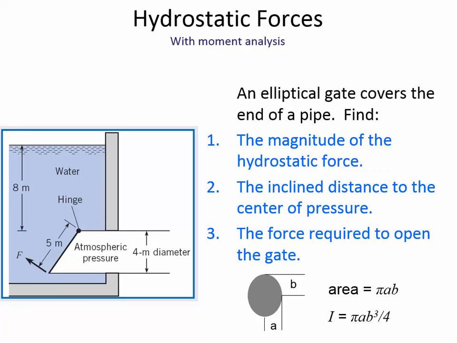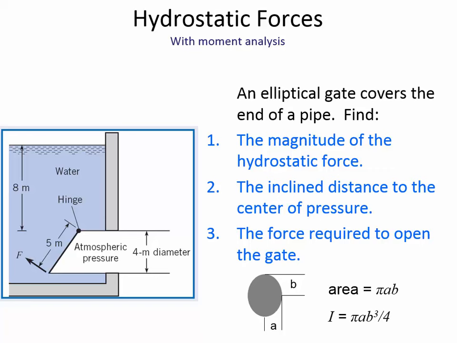That's going to be useful when you go through the procedure of, first of all, finding the magnitude of the hydrostatic force. Now remember, we do that by finding the delta H, then P bar, and then the magnitude of the force is P bar times the area. Okay? The inclined distance to the center of pressure, well, first of all, we need to know the inclined distance to the centroid.